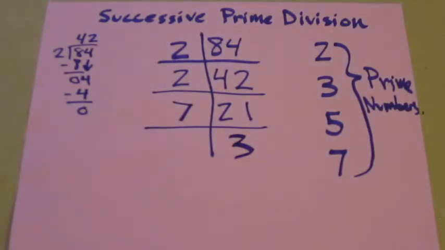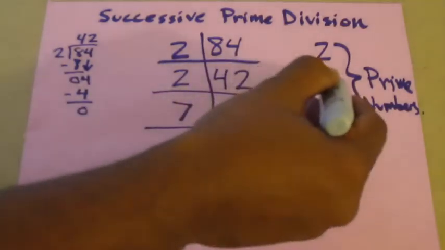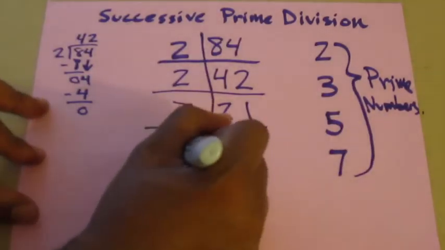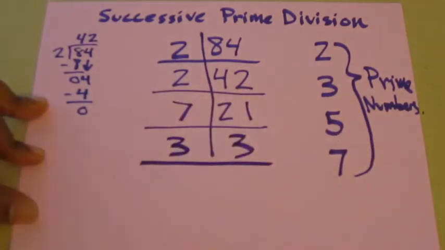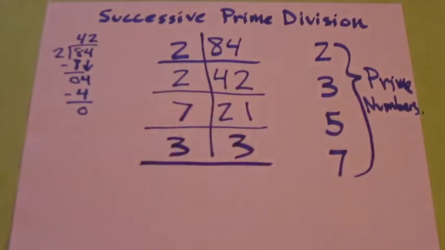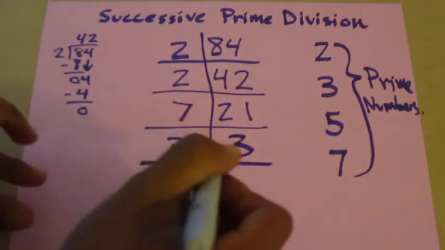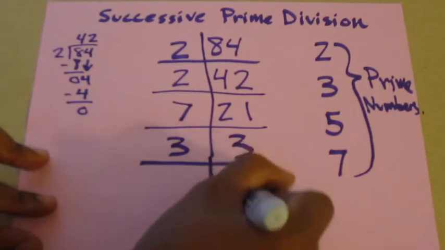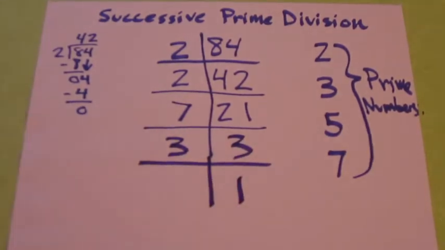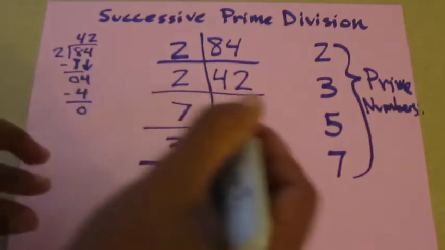So now I have 3 to look at. Which one of my prime factors will fit into 3 evenly? And I know by now you probably see it's quite obvious that it's 3. So, in conclusion, you do your final division problem here, 3 divided by 3, which of course we all know is 1. And the best thing about successive prime division is when you get 1, you know you're done.